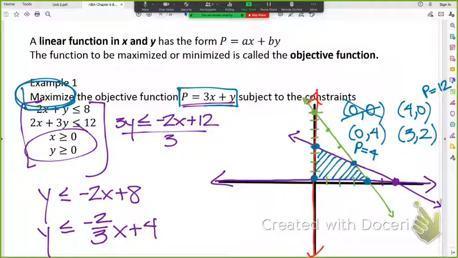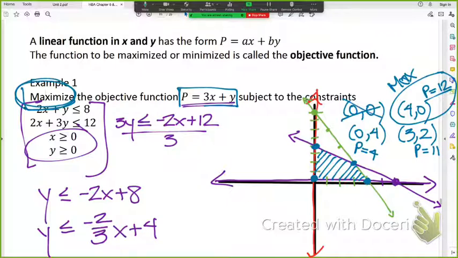And if I plug in 3, 2, 3 times 3 is 9, plus 2 is a profit of 11. Which one gives me the biggest profit? 4, 0. Done. Okay, that's the 10% that's different. So your answer is that the maximum occurs at 4, 0 with a profit of 12. That is your answer. Okay?